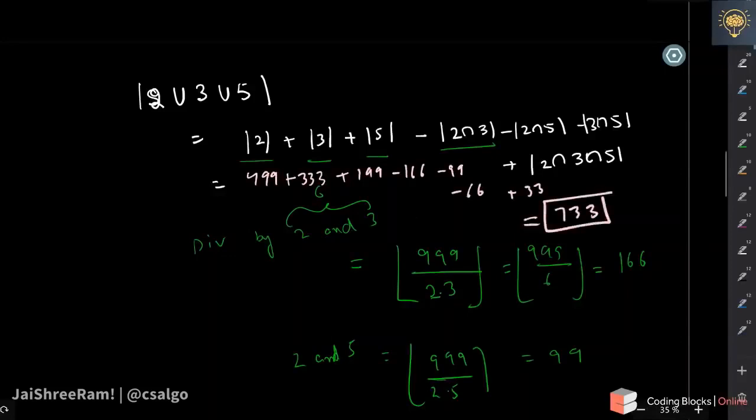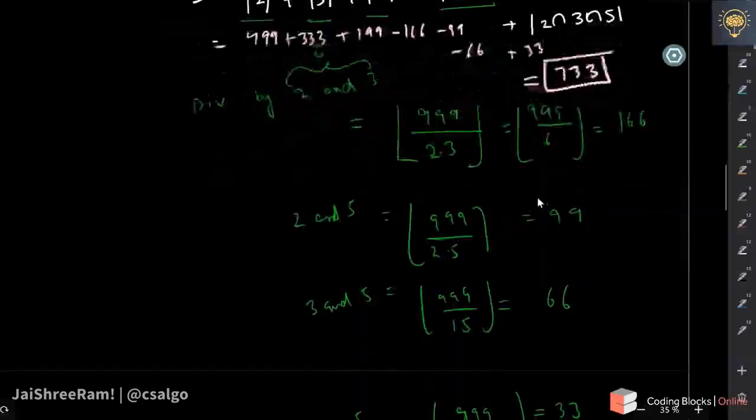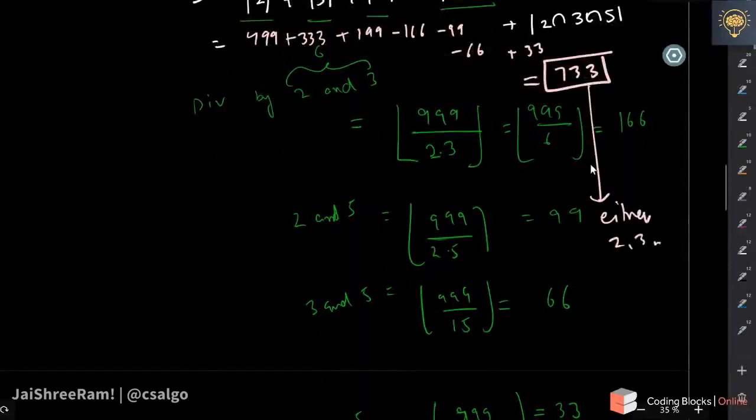So there are 733 integers up to 1000 which have at least 2, 3 or 5 as a divisor, and this also includes numbers divisible by 2, 3 and 5. So they have either 2, 3 or 5 as the divisor. So these many numbers are there.